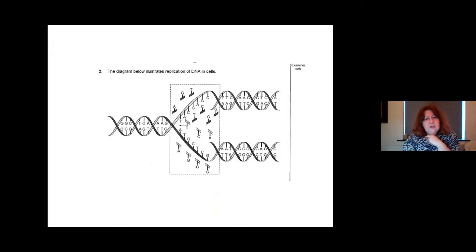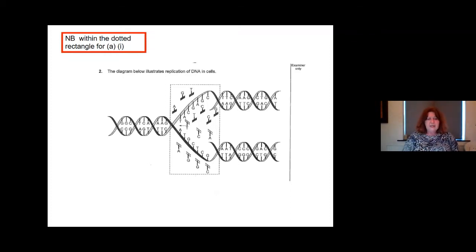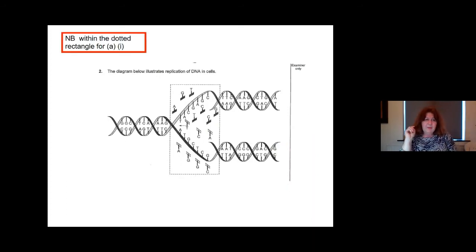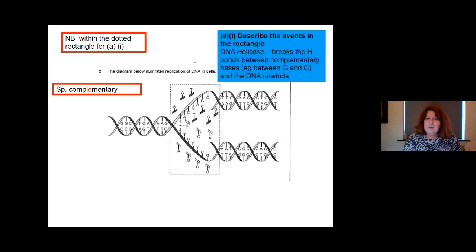OK, so that is the sort of piece of advice about learning DNA replication and what's going on. So let's look a little bit more at the questions here. The first question actually said, if I just go back to it, sorry, describe the sequence of events shown within the dotted rectangle in the diagram above. So the first thing to remember is that it's within the dotted rectangle, and that is something very easy not to have noticed when you're actually answering these questions. I'm having a little go again about the word complementary there.